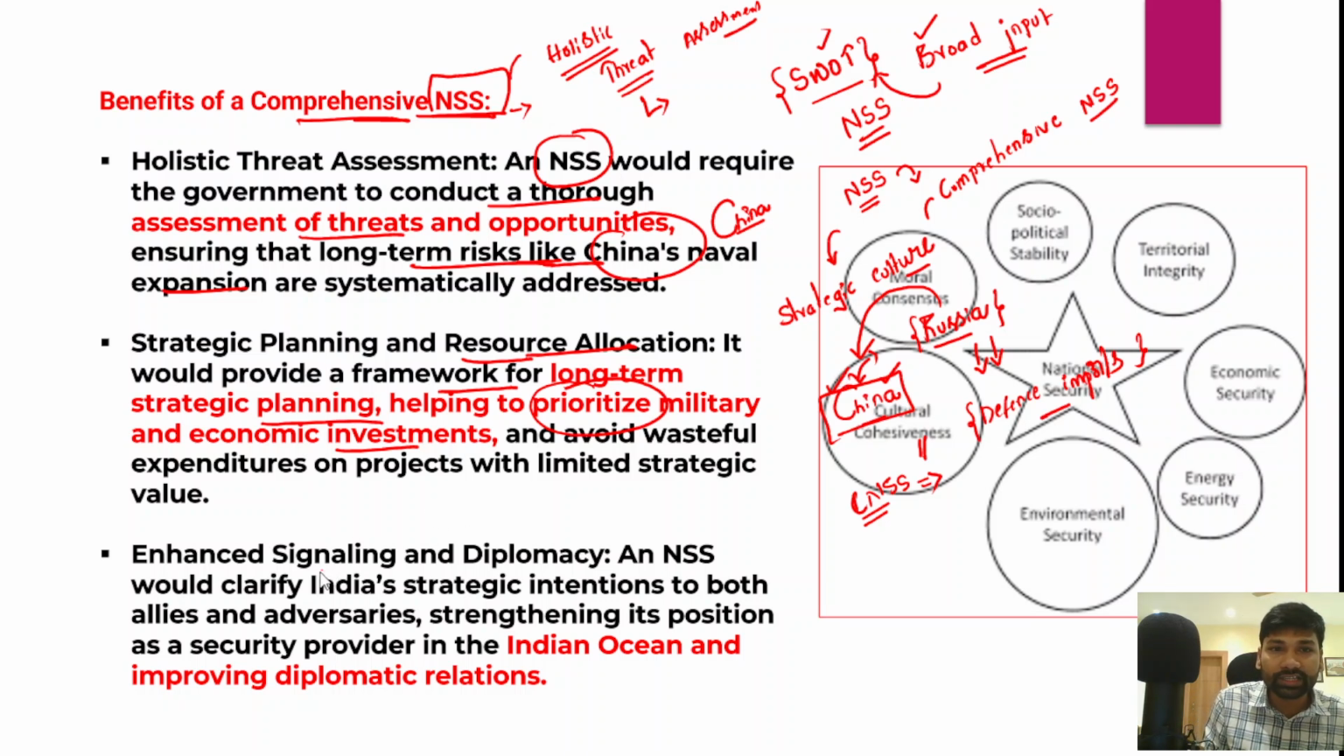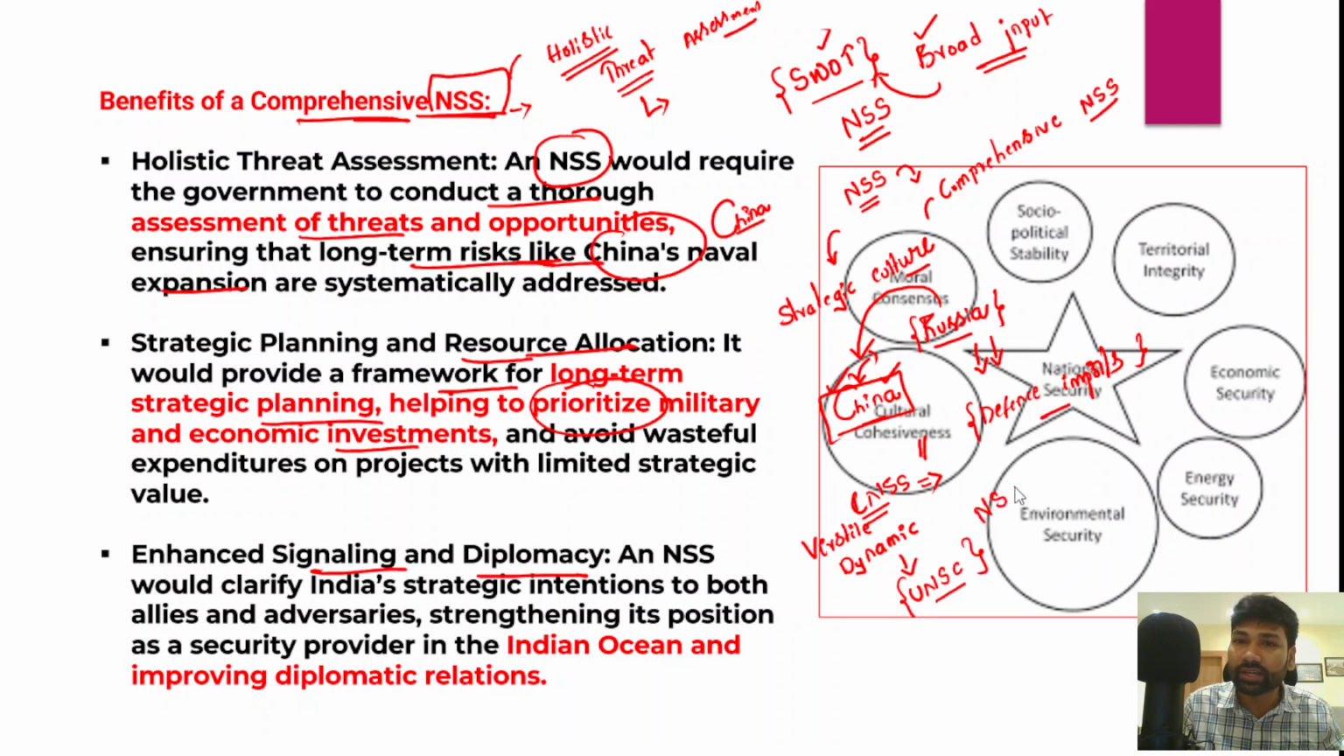And apart from that, this comprehensive national security strategy can also result in enhanced signaling, and it would also give a lot of credence to diplomacy. Right now, in the last one decade, if you look into India's diplomacy, we can call it versatile and dynamic, because India's image has been significantly increasing at the global stage. Now, India is also aspiring to become a UNSC permanent member. And in order to achieve such long-term goals, it is very important that we have this comprehensive national security strategy, because those security strategies would outline the ways and means which can make India a permanent member of the United Nations Security Council.